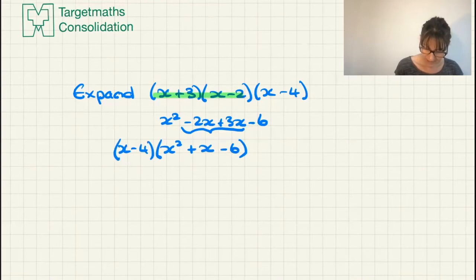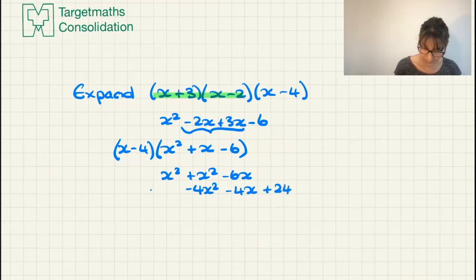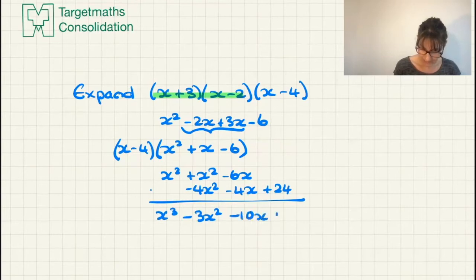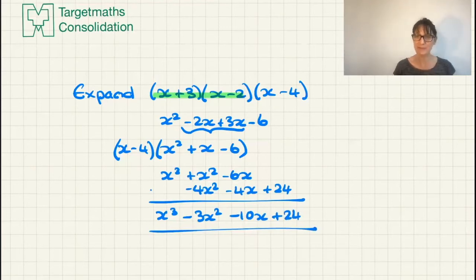So x times x squared is x cubed. x times x is x squared, and then we've got minus 6x on the end, minus 4x squared, put that here, and then minus 4x, and then minus 4 times minus 6 is going to give me a positive 24, and then that's going to give me x cubed. I've got x squared, I take 4 away, I'm at minus 3x squared, minus 6 minus 4 is minus 10x plus 24, and that is your final answer on that one.